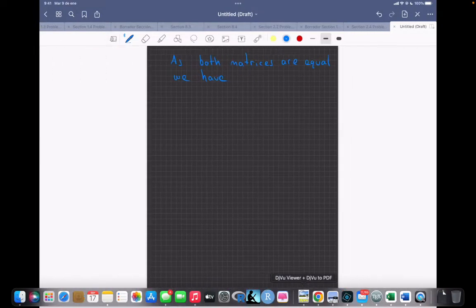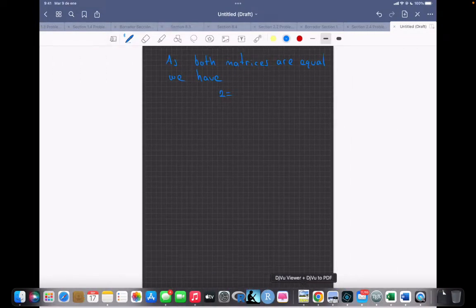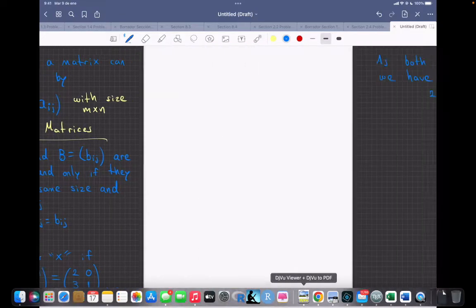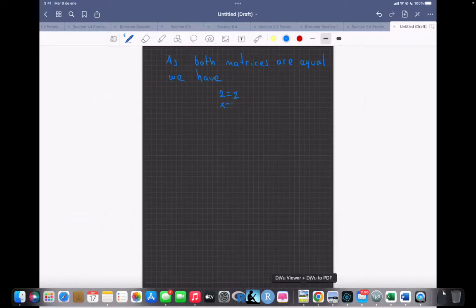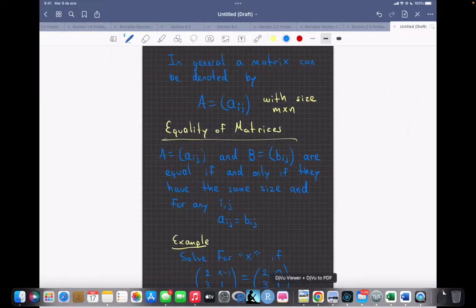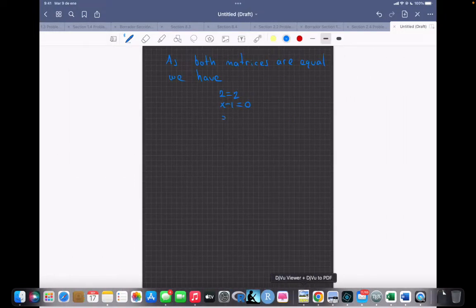We have entry by entry: 2 equal to 2, x minus 1 equal to 0, 3 equal to 3, and 1 equal to 1. But our concern is this one because we want to solve for x here. So this implies x equal to 1, you see? And there you have the solution for x.